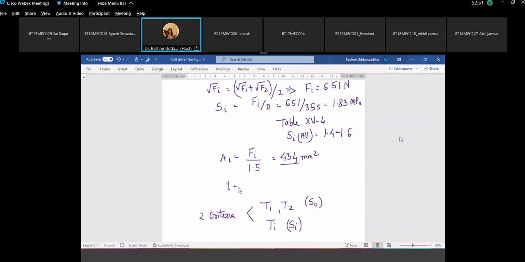Okay? So the thickness is same, 5.5 that we have considered, so the B value will increase. So now B value is 434 upon T. Give me the value of B. It is 78.9. It is 79 now.